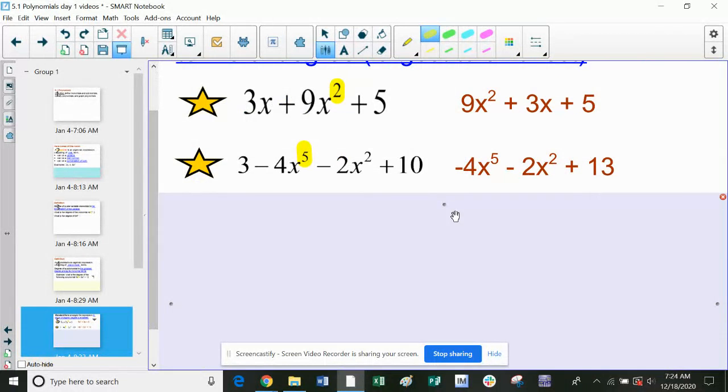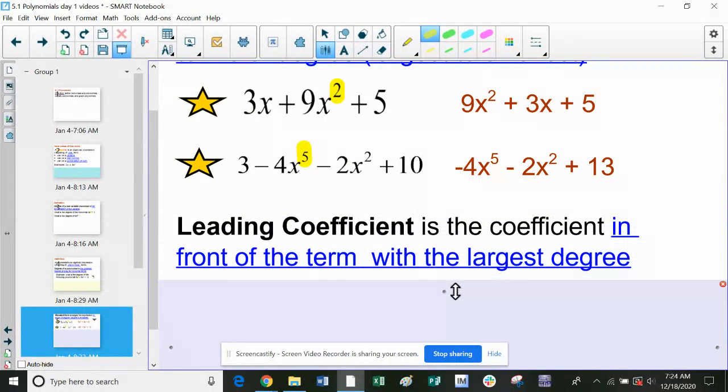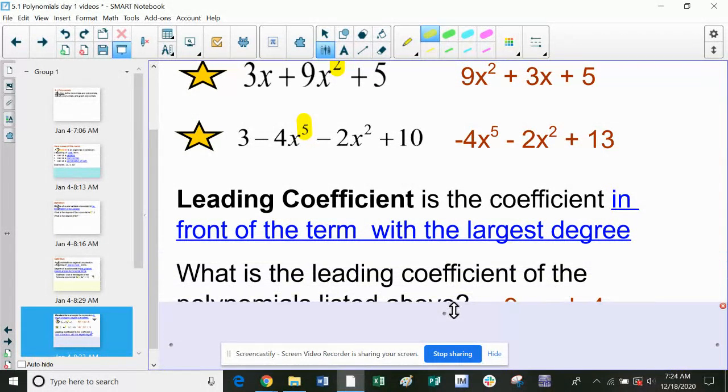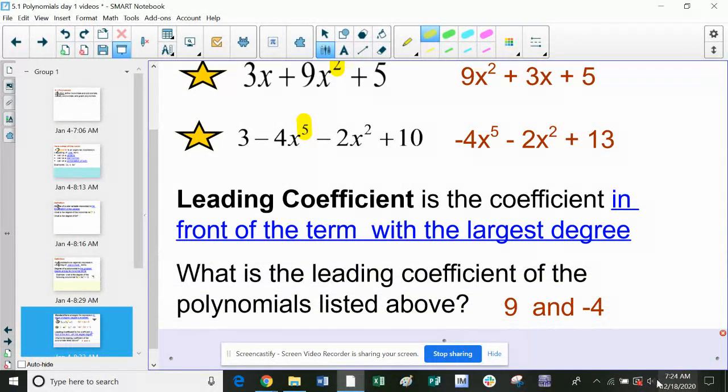Once you're in standard form, we're going to look at some things, including the lead coefficient. This gives us a lot of information when we go to graph. The leading coefficient is the coefficient in front of the term with the largest degree. So we're going to go find the term that has the highest exponent. So here's 2, here is 5, and the coefficient in front of those would be our lead coefficient. So the leading coefficient in the polynomials above would be 9 and -4.